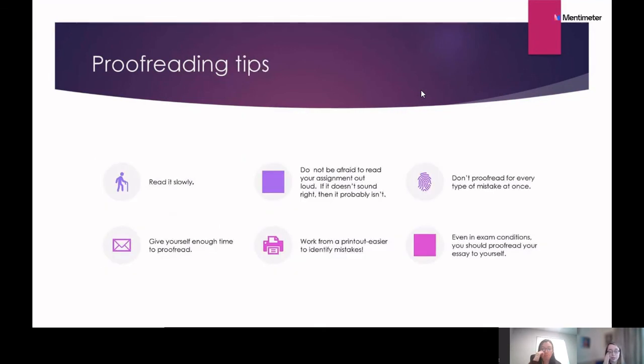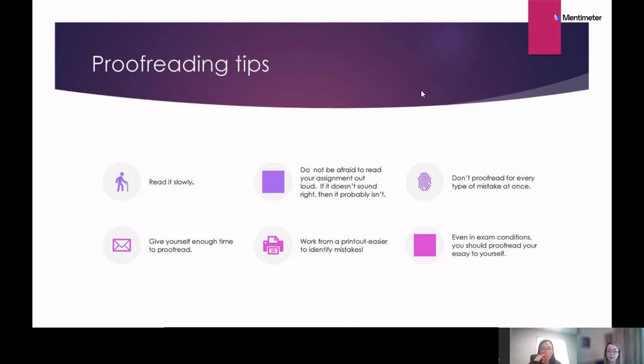And then, a few tips. Read it slowly. Do not be afraid to read your assignment out loud. If it doesn't sound right, then it probably isn't right. And on Word, there's also a read aloud function on, I think, most computers now, and that's really useful. You can pause it as you're going and just change whatever doesn't sound okay.